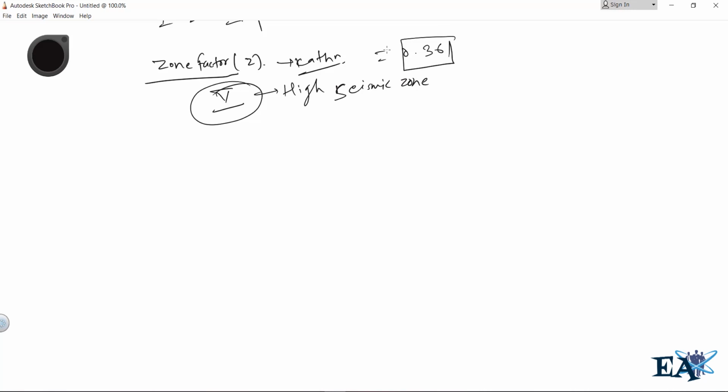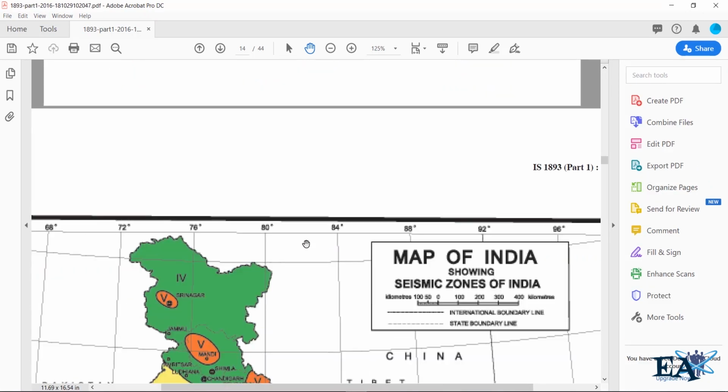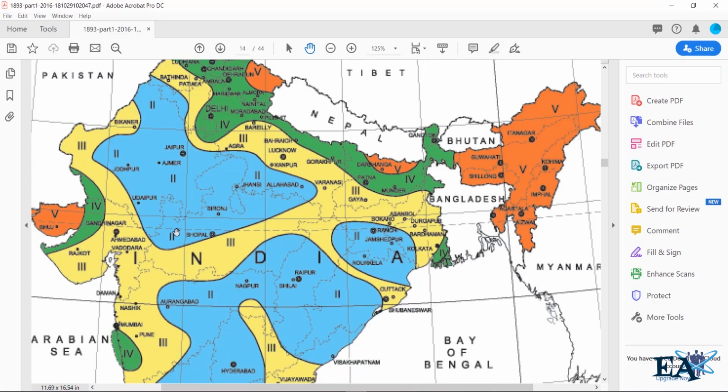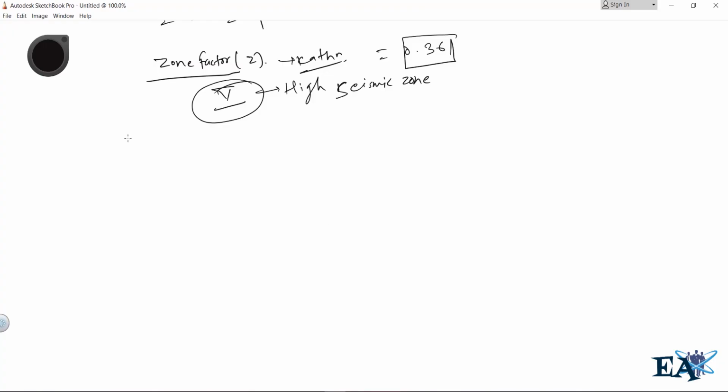If you live in other places, you can find the zone using the map of India. If you live in India, we have a map here. This is the map of India. A lot of zones have been demarcated here, and you can find your respective zone. This is Nepal, and this is entire zone 5. Next thing we need to know is the Sa by g.